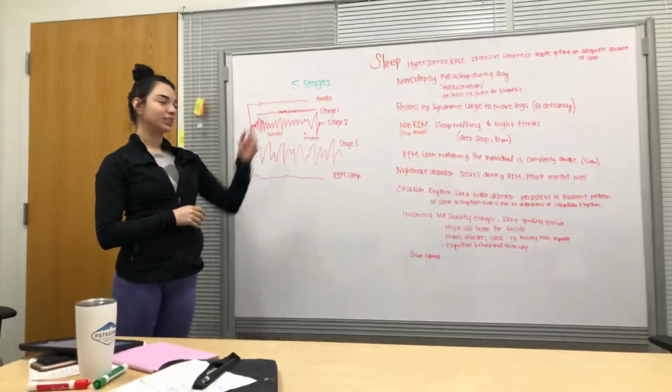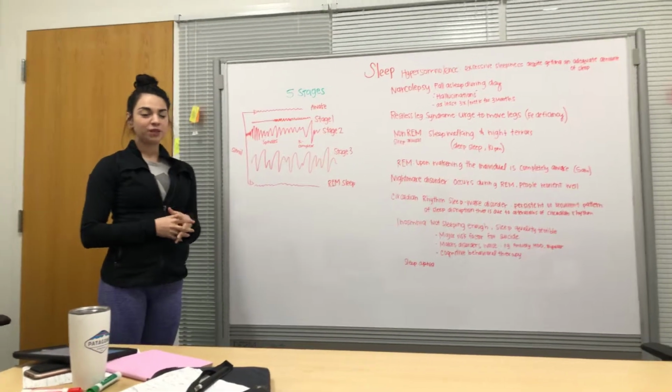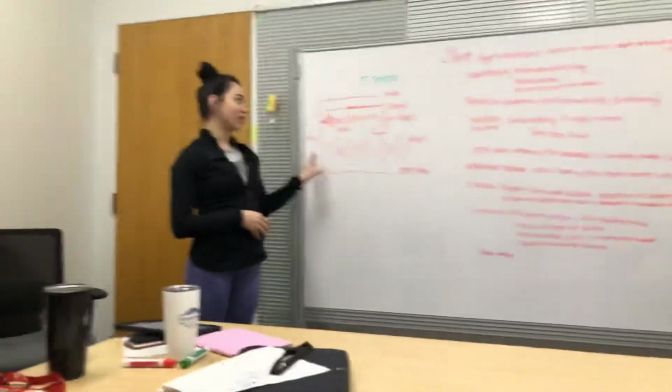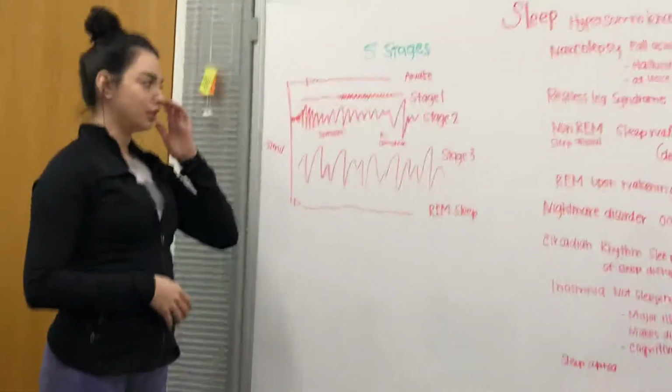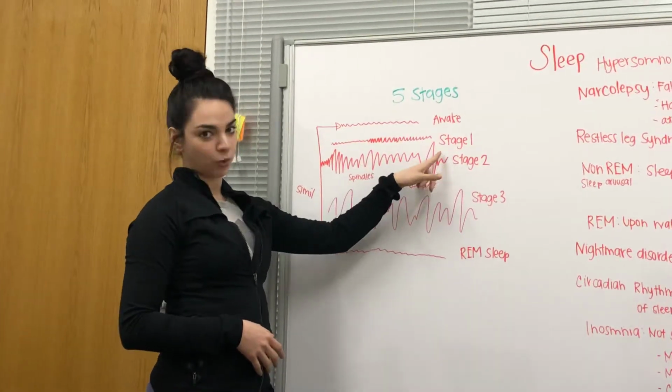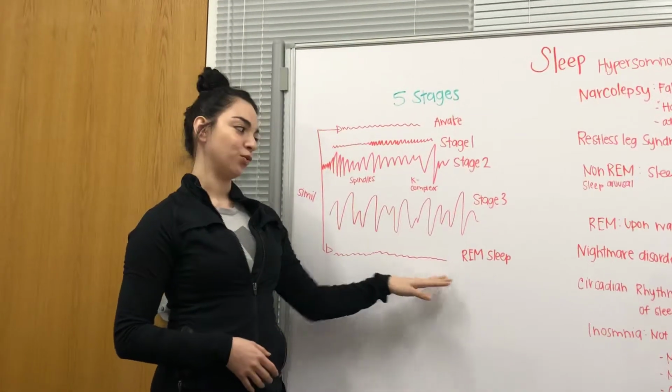Today we're going to be going over sleep disorders. To begin with, I want to go over the 5 stages. There's a bit of confusion here. What we have on the board illustrates on an EEG what each stage looks like. So we have awake, stage 1, stage 2, stage 3, and then REM sleep.